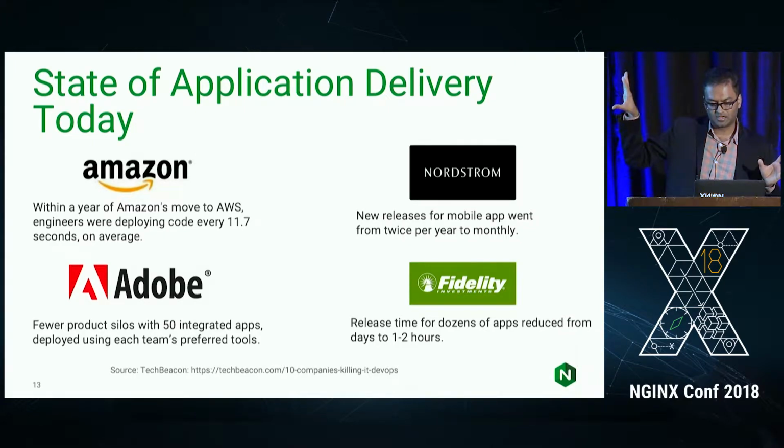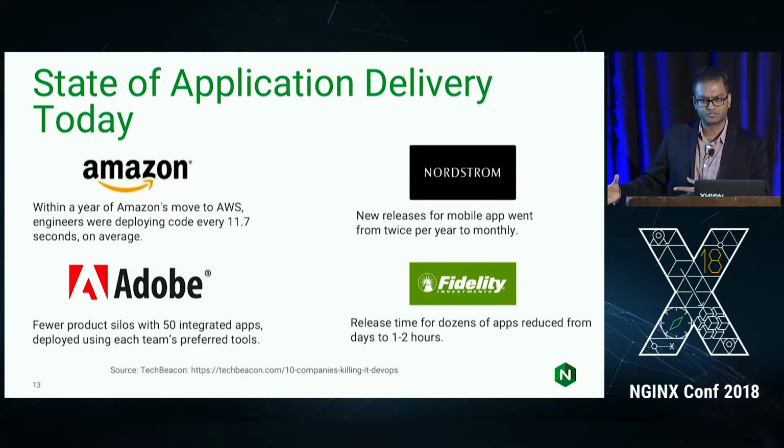You have Nordstrom, new release from mobile app went from twice a year to monthly. Fidelity, which has been around since 1948, we all know about Fidelity, release time reduced from days to just a few hours, right? All of this is possible with automation, sophisticated CI/CD pipelines. I think at Fidelity, or at Nordstrom, they were actually deploying each and every app manually, configuring the infrastructure.